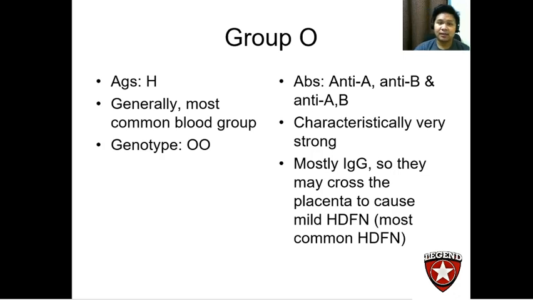Now let us discuss the various ABO types individually. Those of the group O type have H antigen.